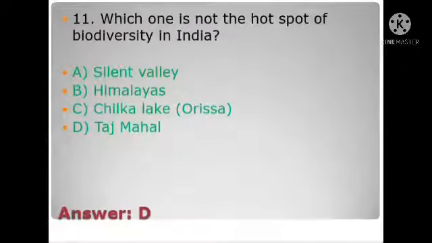Next question: which one is not the hotspot of biodiversity in India? Options: Silent Valley, Himalayas, Chilka Lake and Taj Mahal. The answer is option D, Taj Mahal.